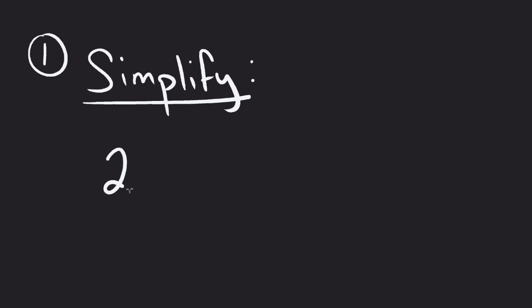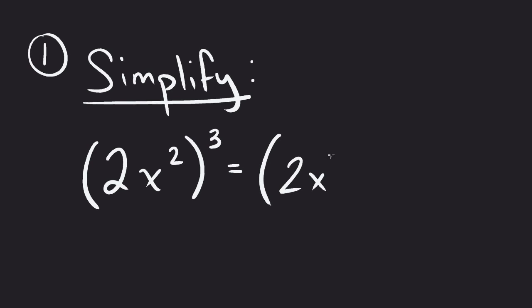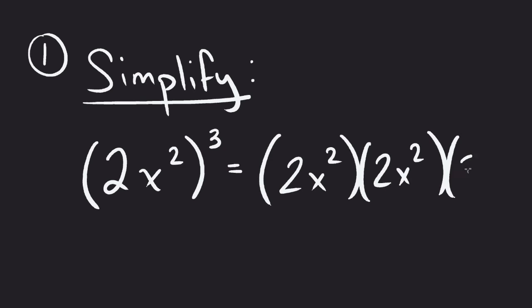Alright, so then if I gave you something like this, it said simplify, because we're not really solving, we're just simplifying what this problem looks like. And I gave you 2x squared, and we're going to raise that whole thing to the third. Again, remember that this means 2x squared times 2x squared times 2x squared.